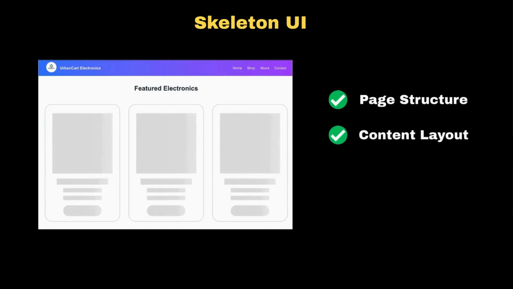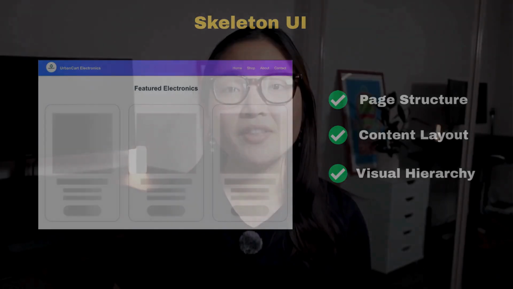Third, skeleton UI. This is why skeleton UI usually feels much faster. Because users can immediately understand page structure, content layout, visual hierarchy. But this illusion only works if the final content actually matches the placeholder. Otherwise, the experience breaks. The good news is, this problem is usually pretty easy to fix.